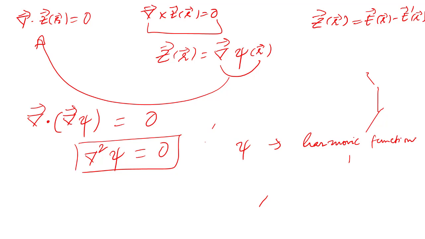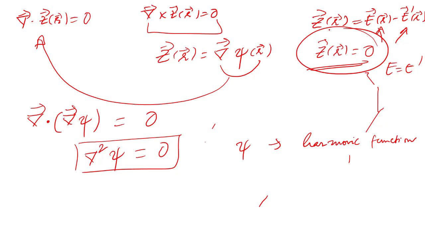But we have seen that for harmonic functions, you could have different types of functions. To prove that the solution is unique, we need to prove that Z of R is equal to 0. Only then the solution would be unique. If Z of R is equal to 0, that is, there is no difference between these two solutions, that is, E is equal to E prime, then we have shown that the electric field is unique. So that's what we want to show, that Z is equal to 0 to prove Helmholtz's theorem.